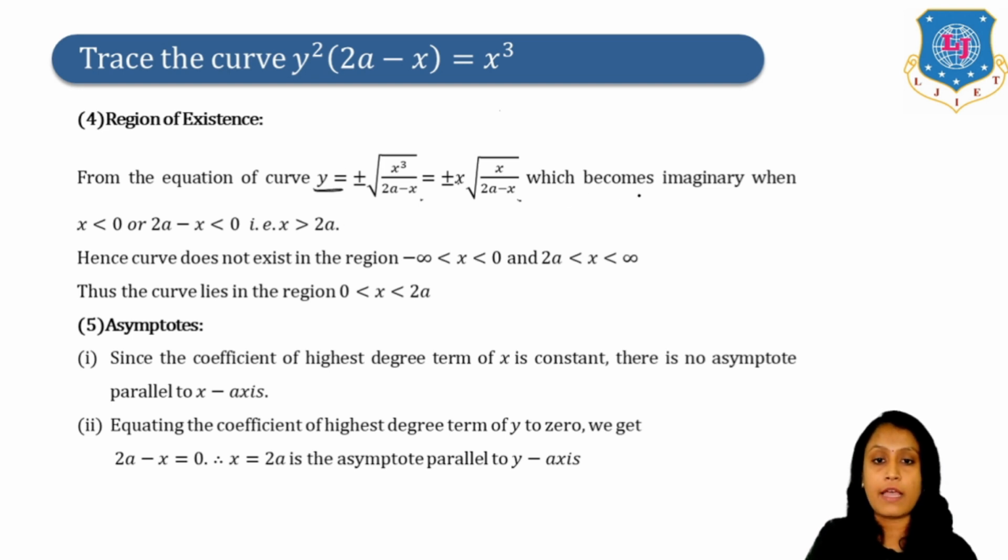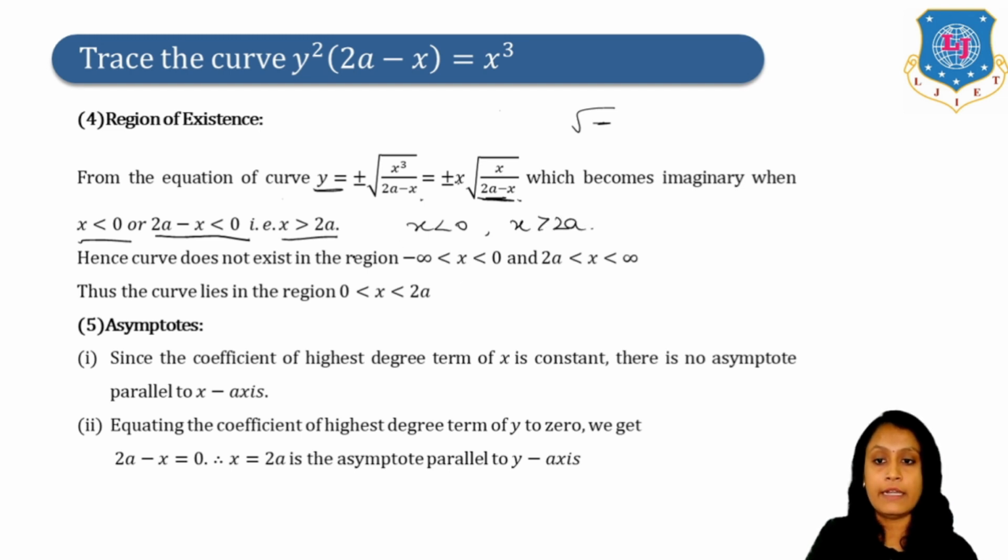This y becomes imaginary when x is less than 0. So first consider this: if x is less than 0, then a negative will come under the root, so it will become imaginary. Or when 2a minus x is less than 0. If 2a minus x is also less than 0, then y becomes imaginary. From this we get x is greater than 2a. So we have two conditions, x less than 0 and x greater than 2a.